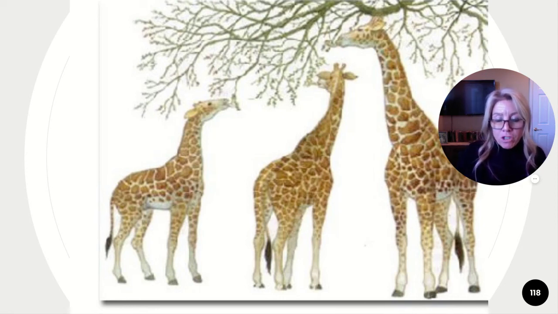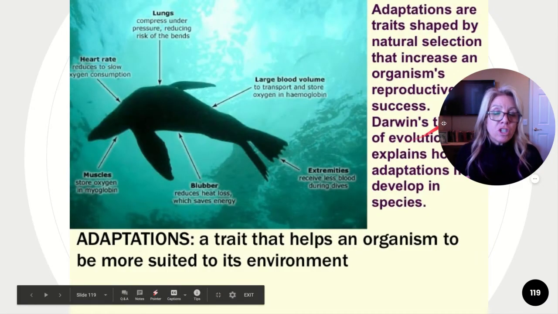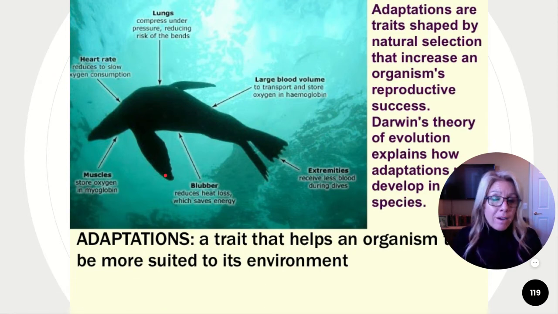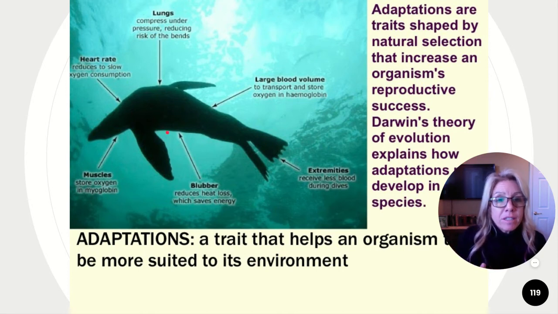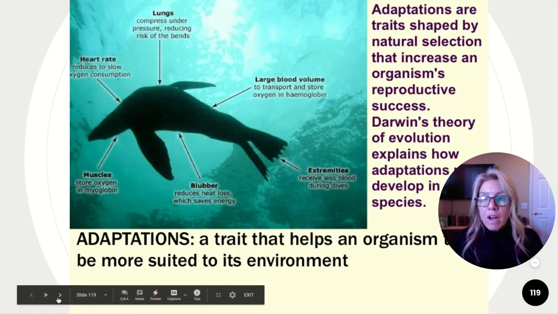So an adaptation is defined as a trait that helps an organism be more suited to its environment. And when the environment changes, there can be different results. So, for instance, the amount of blubber that you have. If the sea's warm, which would be bad on so many different levels, maybe they would have less blubber, because right now, blubber is an adaptation that leads to this success. Also, their lungs can compress under pressure. All of these are different adaptations that help this organism to survive.